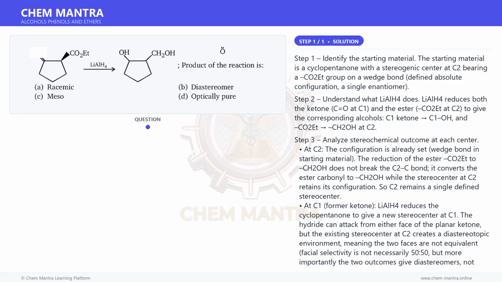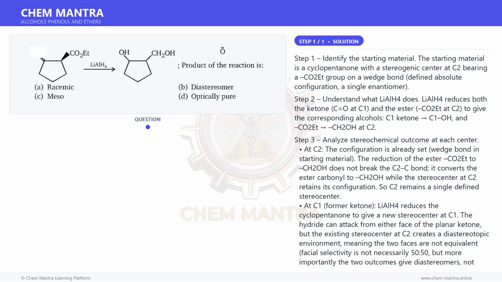The starting material is a cyclopentanone with a stereogenic center at C2 bearing a CO2Et group on a wedge bond, defined absolute configuration, a single enantiomer. Step 2. Understand what LiAlH4 does. LiAlH4 reduces both the ketone, C=O at C1, and the ester, CO2Et at C2, to give the corresponding alcohols: C1 ketone to C1-OH, and CO2Et to CH2OH at C2.